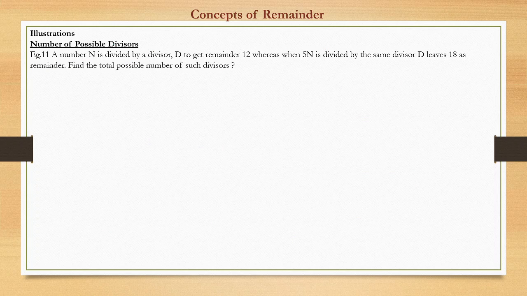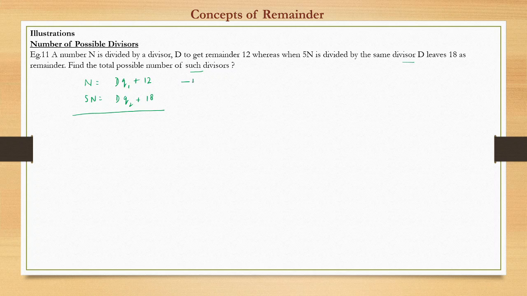Now we will see another example. A number n is divided by a divisor d to get a remainder 12, whereas 5n is divided by the same divisor d and leaves 18 as remainder. Find the possible number of such divisors. So what will be the solution here?